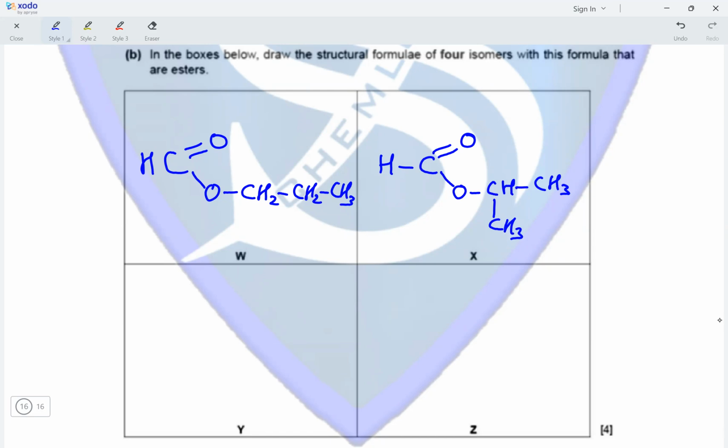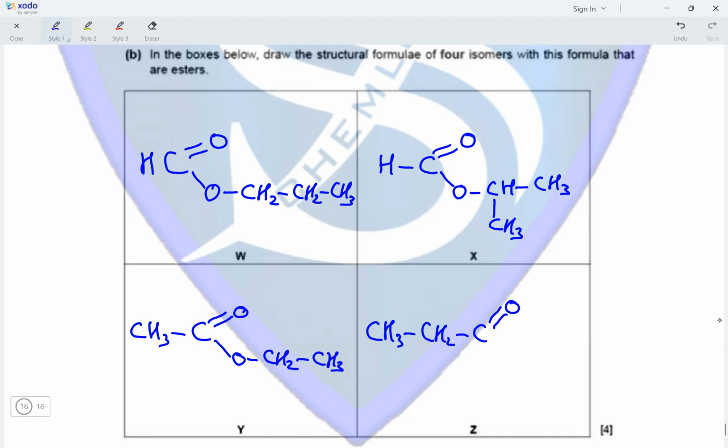Next, we can shift one of the carbon atoms towards the carboxylic side of the ester. So CH3, C double bond O, single bond O, CH2 and CH3. And we can repeat the same process by shifting another carbon to the carboxylic side of the ester. So we have CH3, CH2, C double bond O, single bond O, and we're left with one carbon atom, CH3. Therefore, all four of these esters formed have the molecular formula C4H8O2 and are isomers of one another.